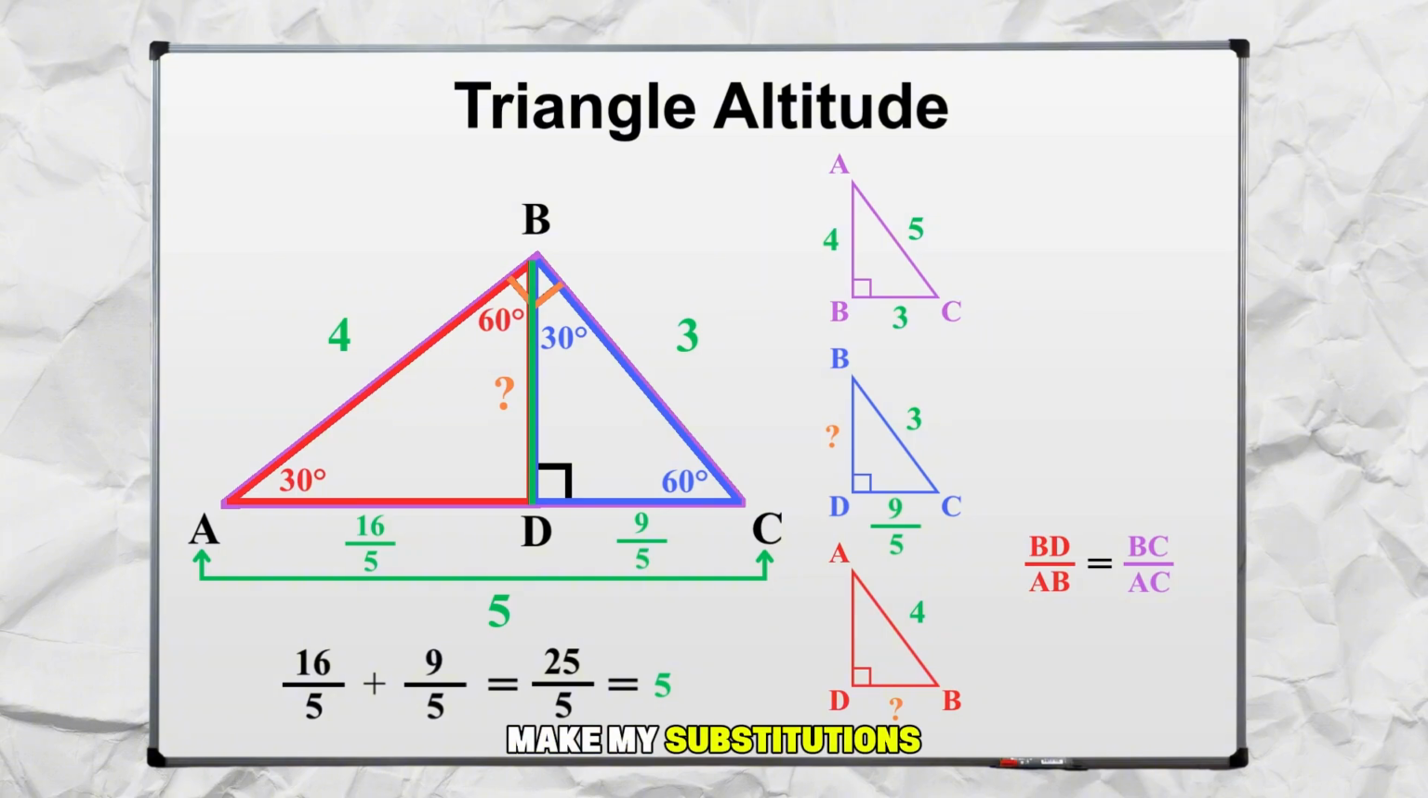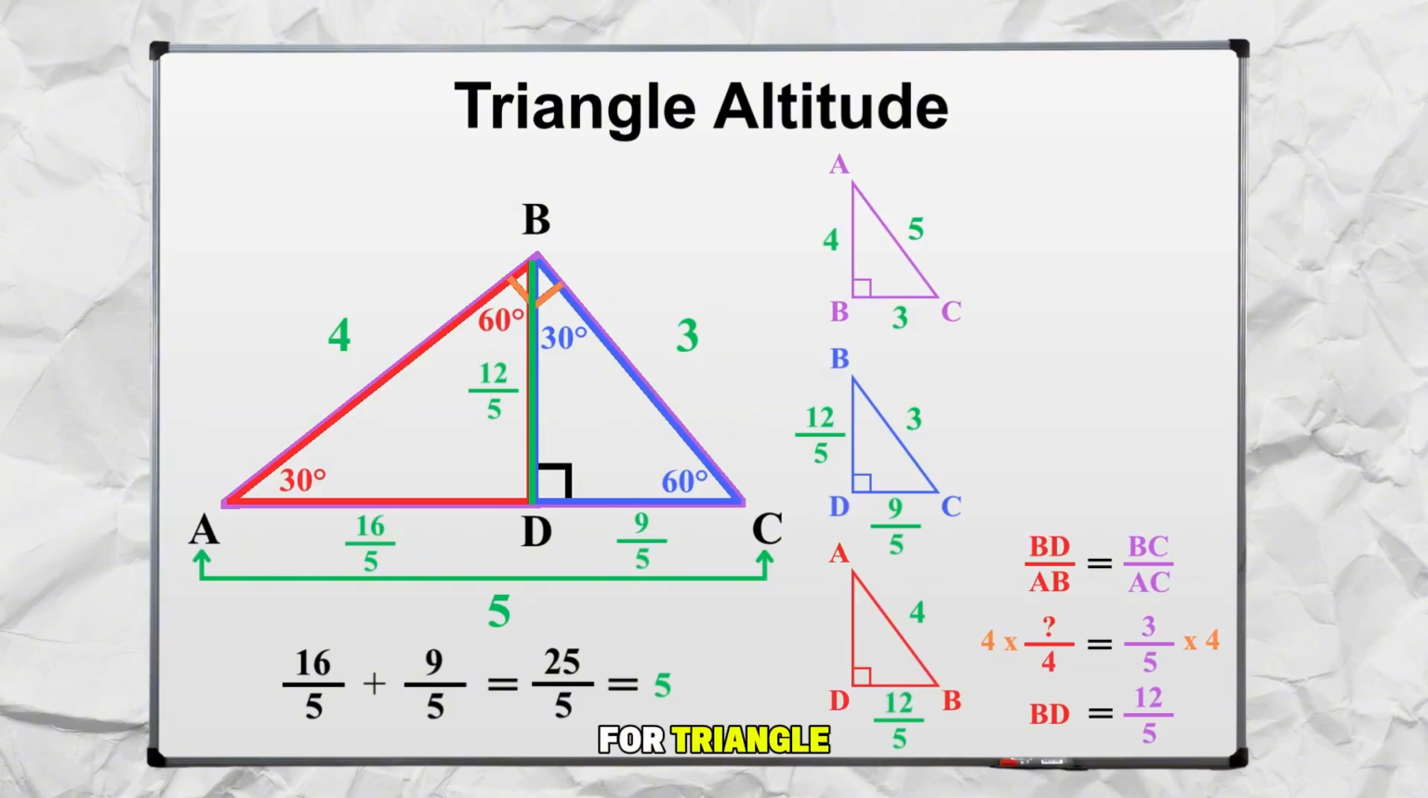Then if I make my substitutions of what I know, I don't know BD, but I know it's question mark over 4 equals 3 over 5. Multiply by 4 on each side, and I get that BD, my question mark, equals 12 over 5. And that's it for triangle altitudes.